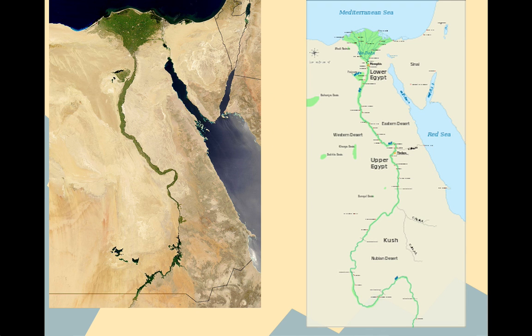If you look here, this is a satellite photo to the left of the Nile River, and you can see right here, if you look at the top where that green area is, that is your delta, okay? And then if you look on the right, you have more of a map showing you how far the Nile River runs. If you notice on the right map, Egypt is broken into two areas. You have Upper and Lower Egypt, okay?